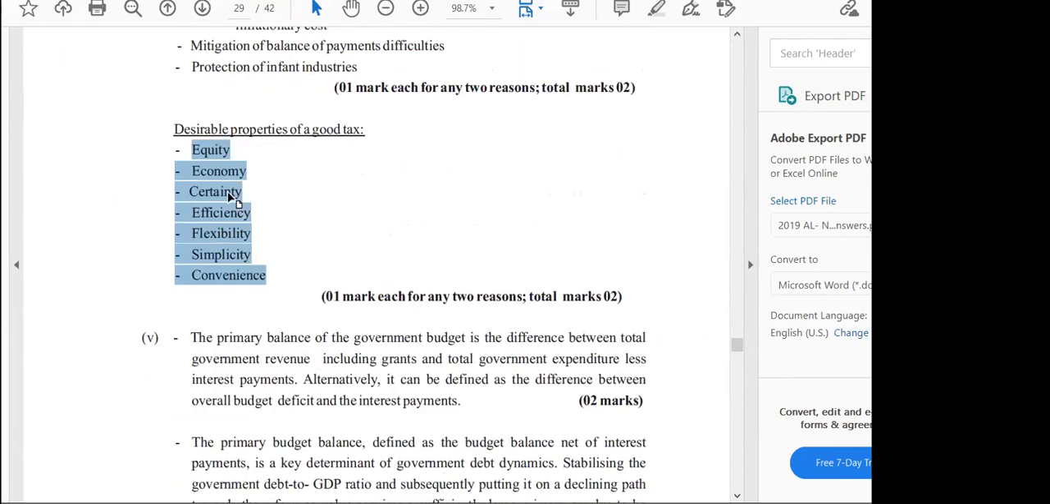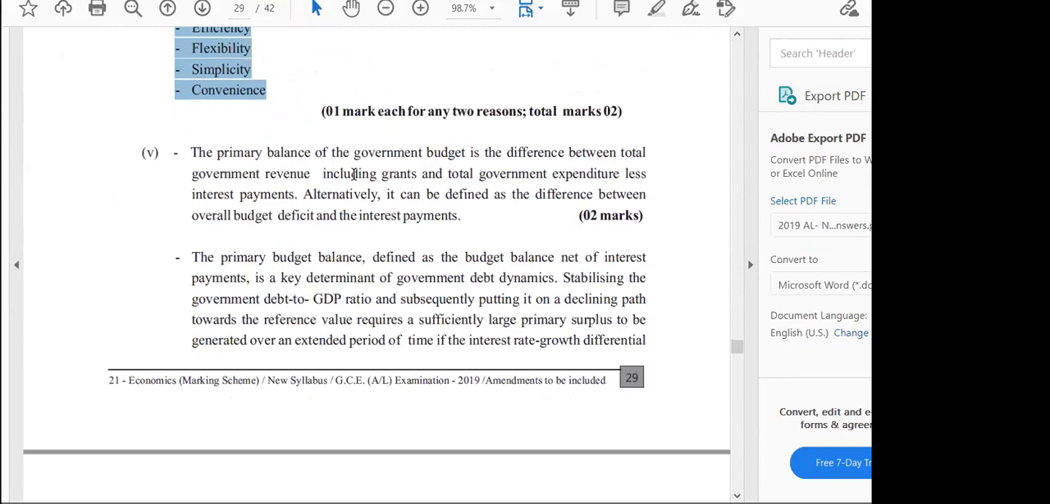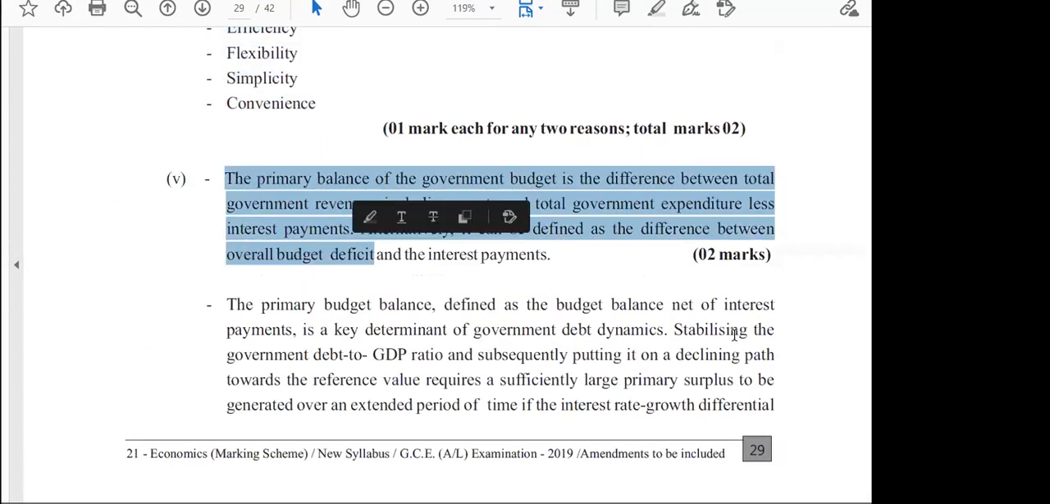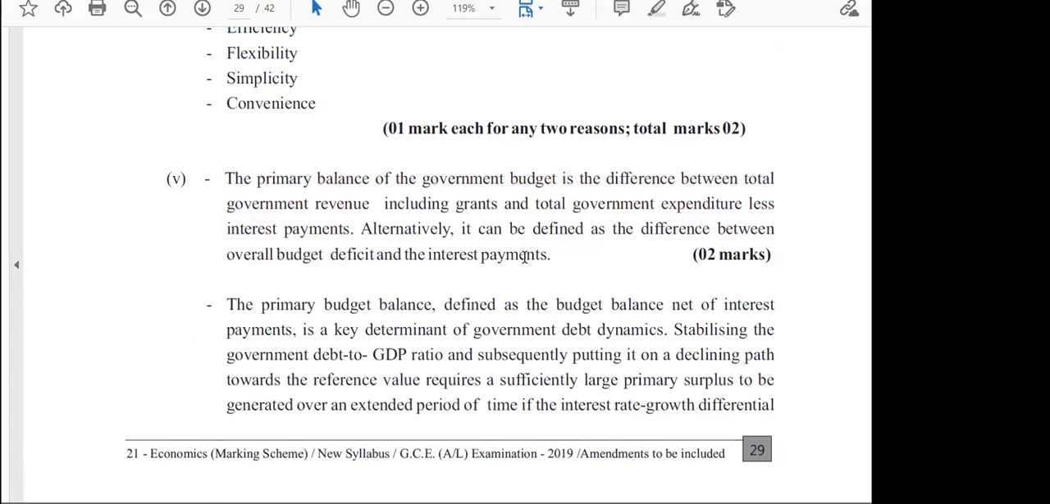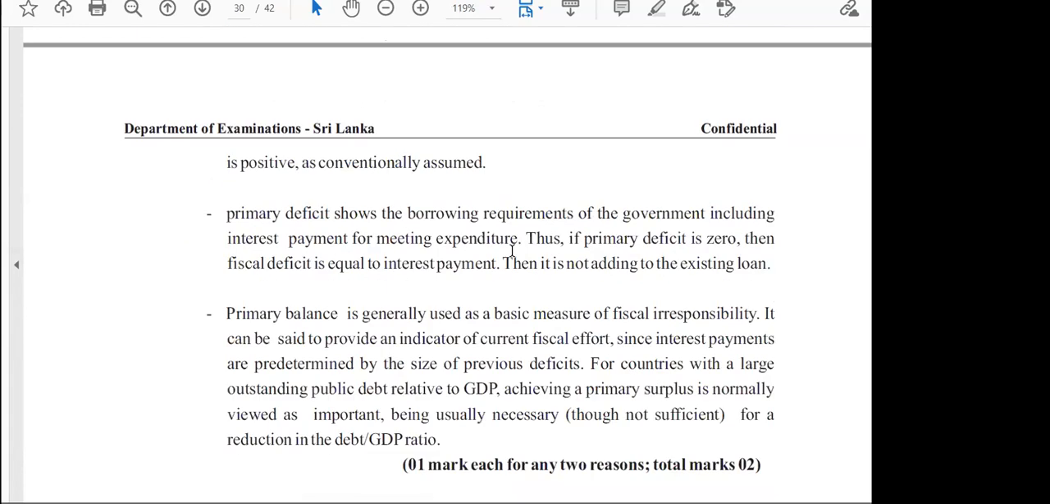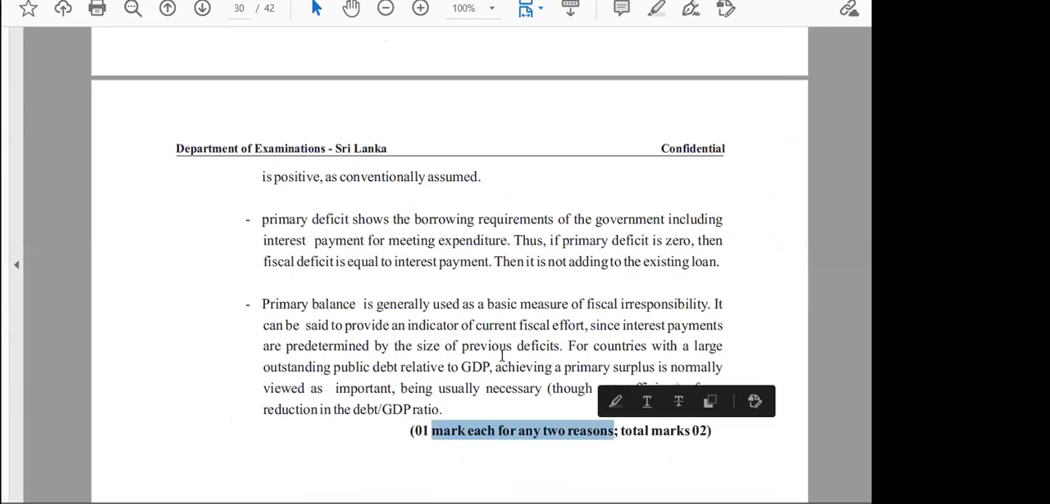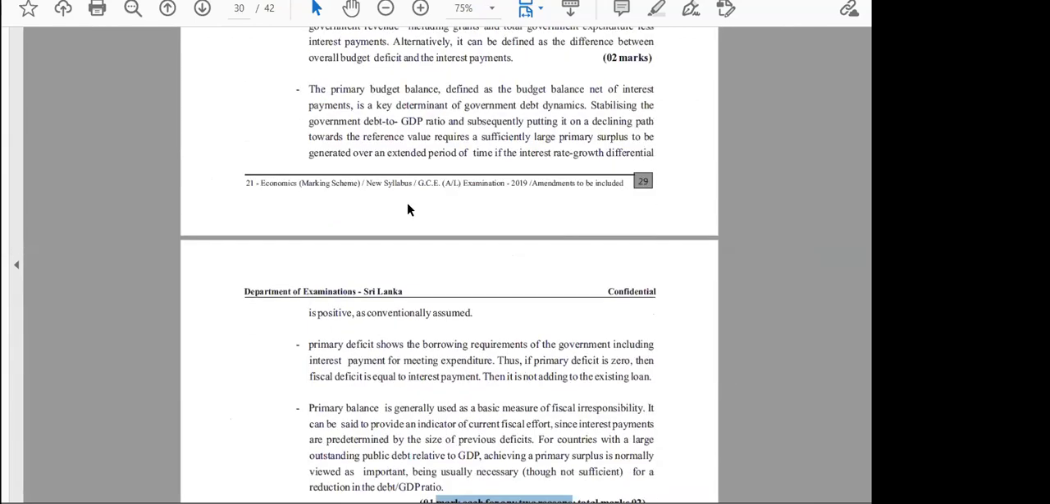When you say outline, I would have liked it if you had gone with a point rather than a statement. You give the definition here, and for the definition that you gave, you get around 2 marks. Then 1 mark for any 2 reasons. So you need to give 2 reasons why it's important to have a surplus. Look at the reasons that they've given.